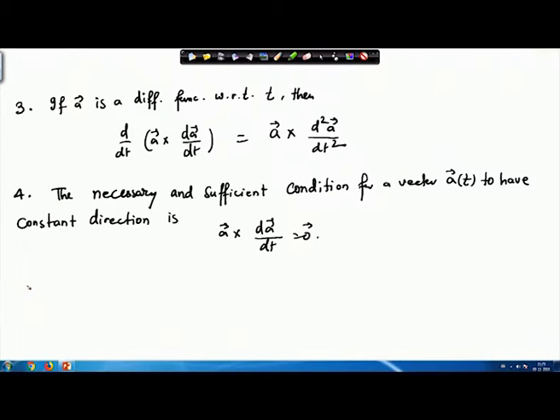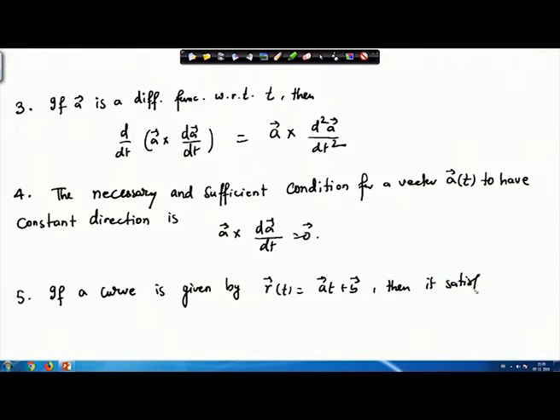I can also list some more properties. For example, if a curve is given by, let us say, r(t) equals A constant plus B constant, then it satisfies d square r by dt square equals a 0 vector. This is also not complicated to show. You just differentiate with respect to t. The derivative of a constant vector would be 0, and then you differentiate again with respect to t, the derivative of constant vector A would again be 0, and then you obtain d square r by dt square equals 0.